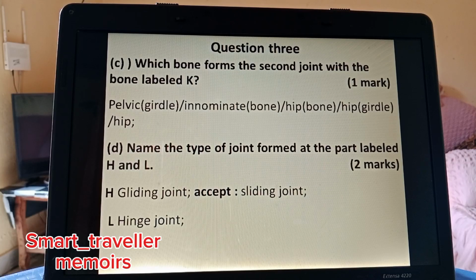Which bone forms the second joint with the bone labeled K? Radius. Which bones form a joint with the part labeled L? Pelvic girdle, innominate bone or hip girdle or hip. Name the type of joint formed at the parts labeled H and L. H, hinge joint. L, ball and socket joint.